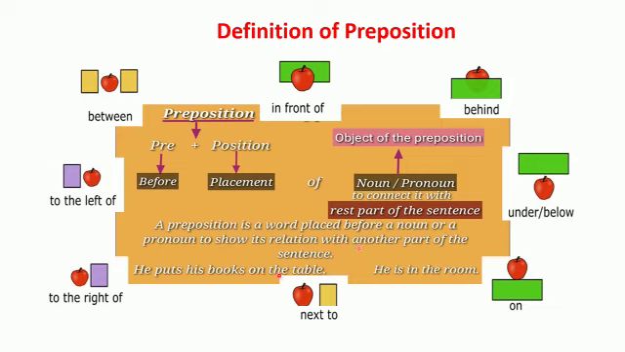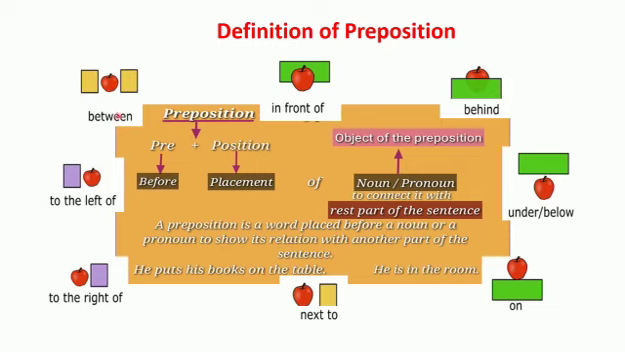Let us see the example here. He put his book on the table. What is the position of the book? The book is on the table. He is in the room. What is the position of that person? The person is in the room. Let us see some examples here that will help you to learn the preposition very well.